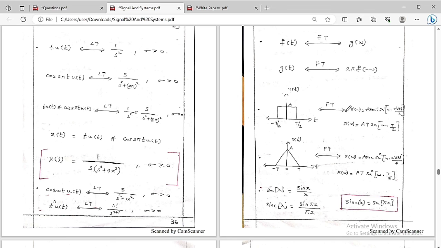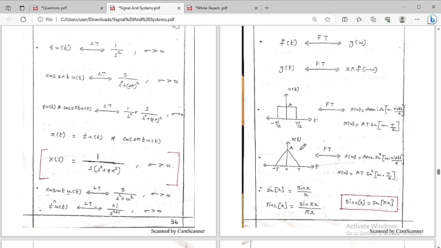So what is the corresponding Fourier transform? X of omega is equal to, the formula is area into Sa of omega into width by 2. Area is nothing but A into T, and the width is T, so T by 2. So A T into Sa of omega T by 2. I already told you that Sa of x is equal to sin x by x, and sinc of x is equal to sin pi x by pi x. So if you see these two, sinc of x is equal to Sa of pi x. If you replace x by pi x, both become the same.